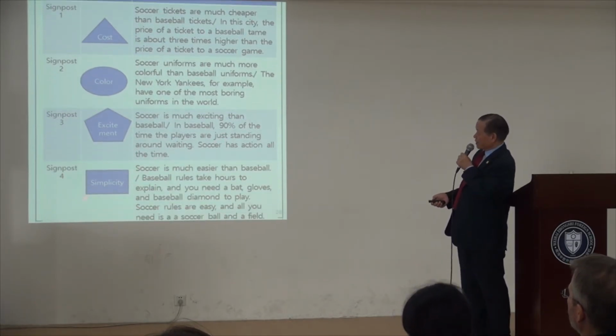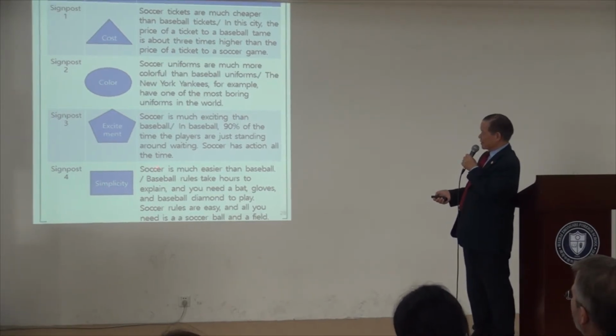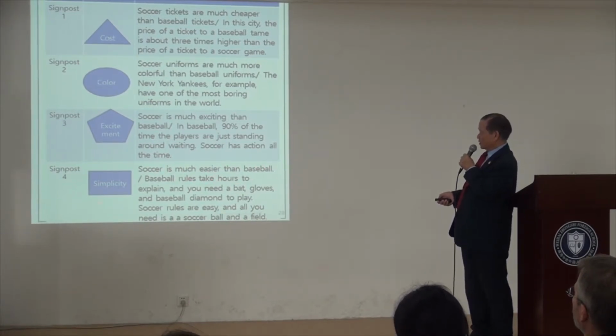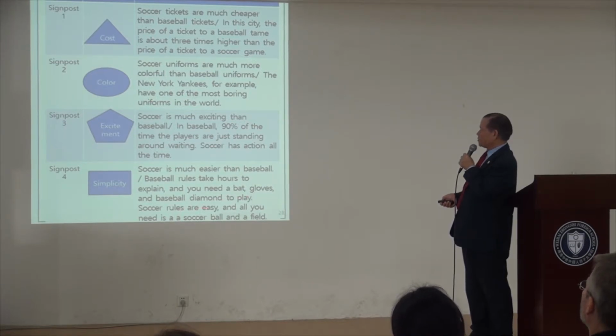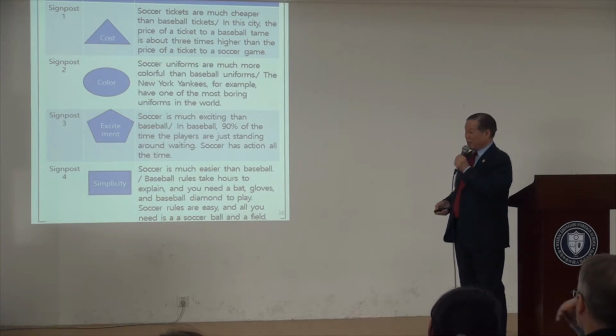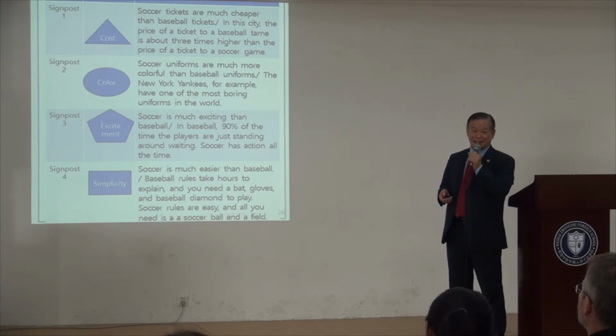And next, simplicity. For example, this is the signpost. Soccer is much easier than baseball. Baseball rules take hours to explain, and you need a bat, gloves, and a baseball diamond to play. Soccer rules are easy, and all you need is a soccer ball and a field. Very simple. So the core words mean the signpost.